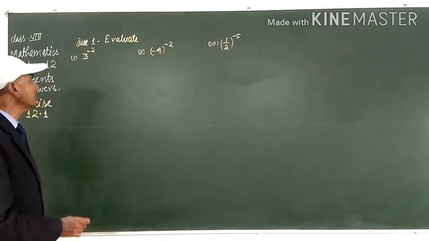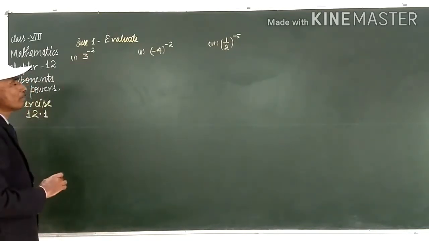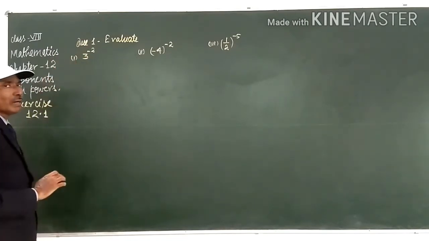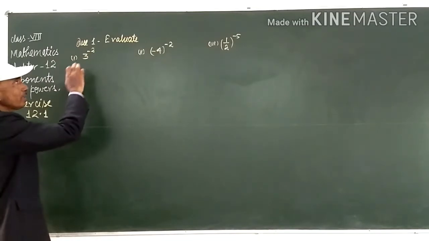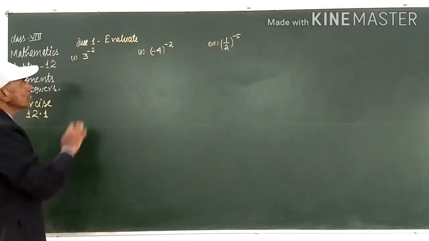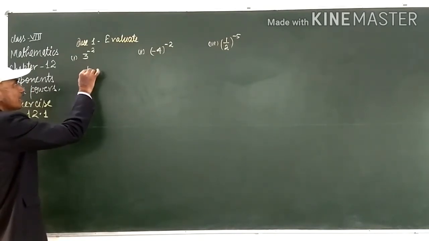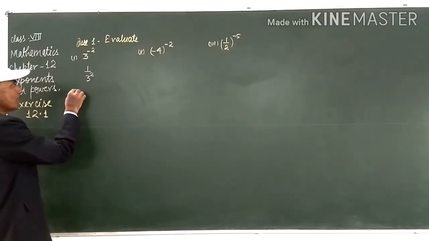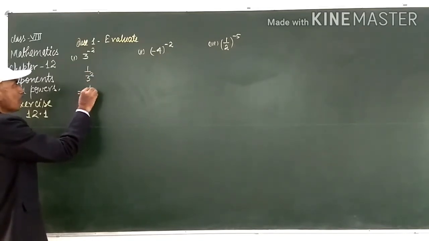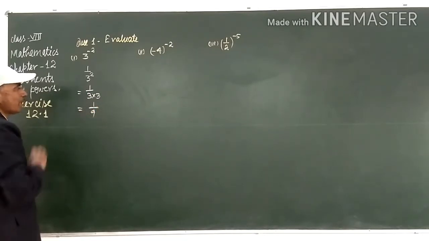So the first one is 3 to the power minus 2, or 3 raised to the power minus 2. You have to find out the value of this number. So students, there is a negative exponent, negative power. So you have to write this like this: 1 by 3 to the power 2. It means you will write this 1 by 3 into 3, and it will be 1 by 9.